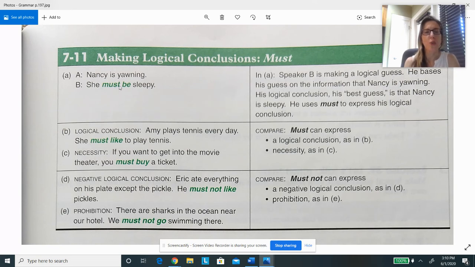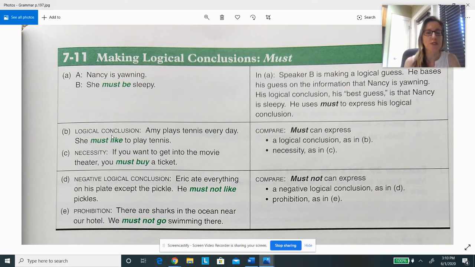Okay, so when I use must in this sentence, I'm saying I think I know why she is yawning. Well, the most logical conclusion is she's sleepy. Most people do that when they are tired, okay? Let's look at some more examples. Logical conclusion. Amy plays tennis every day. She must like to play tennis.